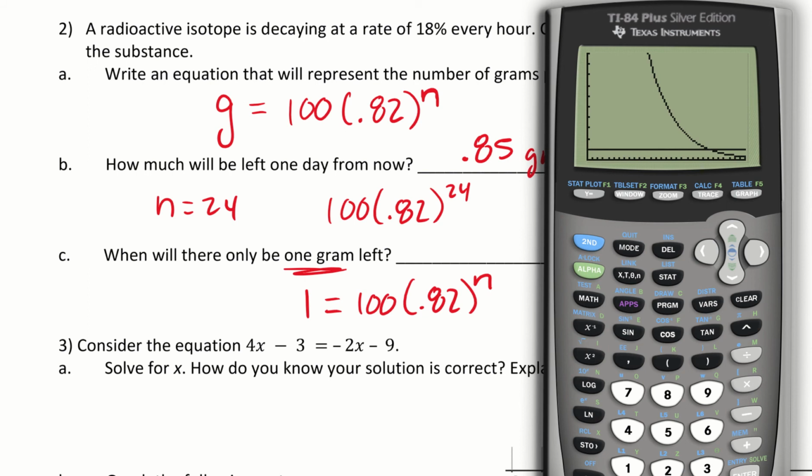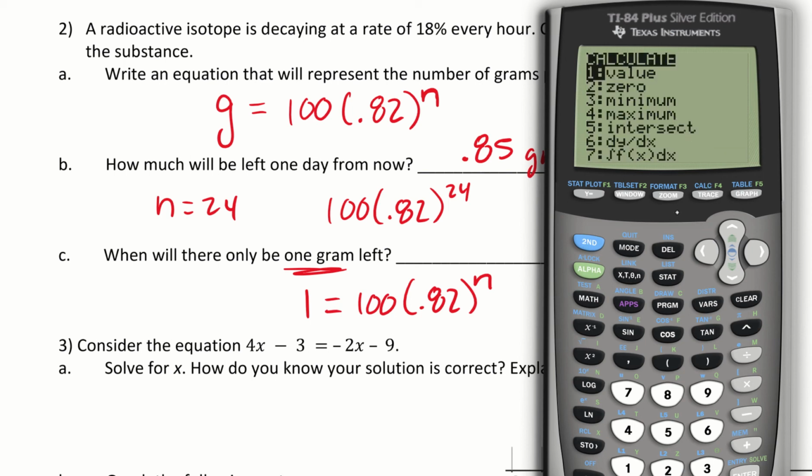At this point, I want to find out what exactly is the value of X in this case, right? It's n in the equation, but the value of X that makes these two curves meet. And I can easily do that by just looking at the calc function. So I'm going to hit second calc. It's on the same button as trace.